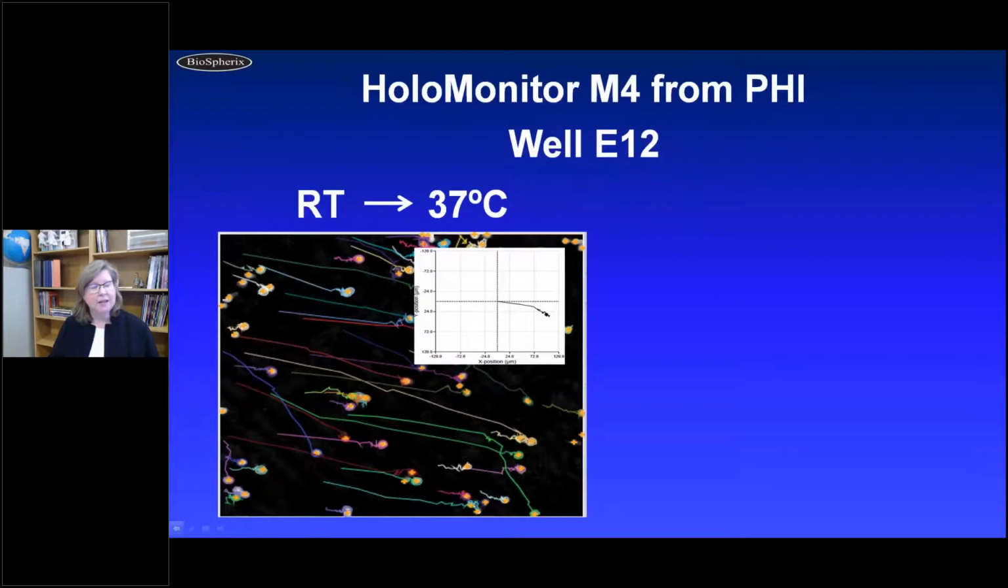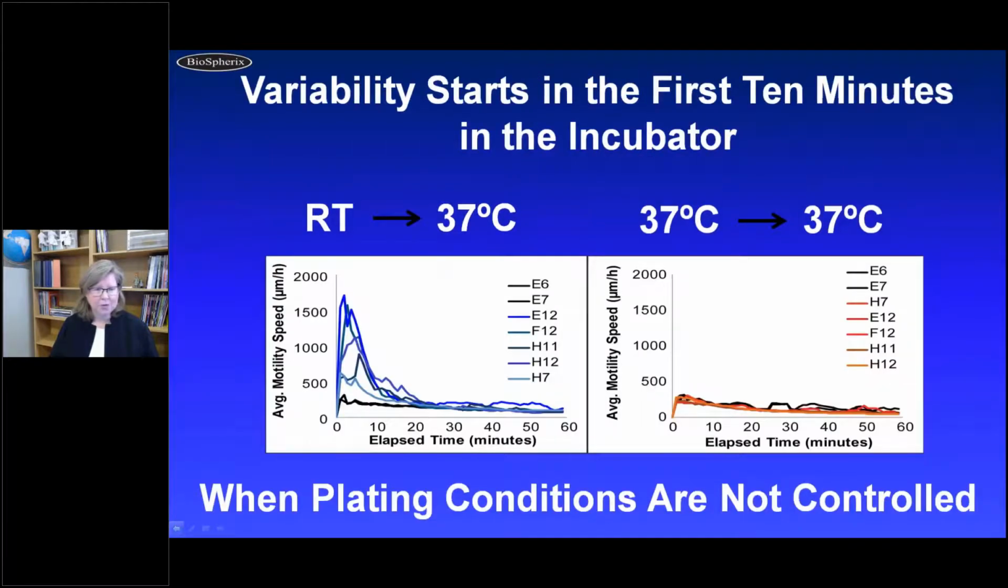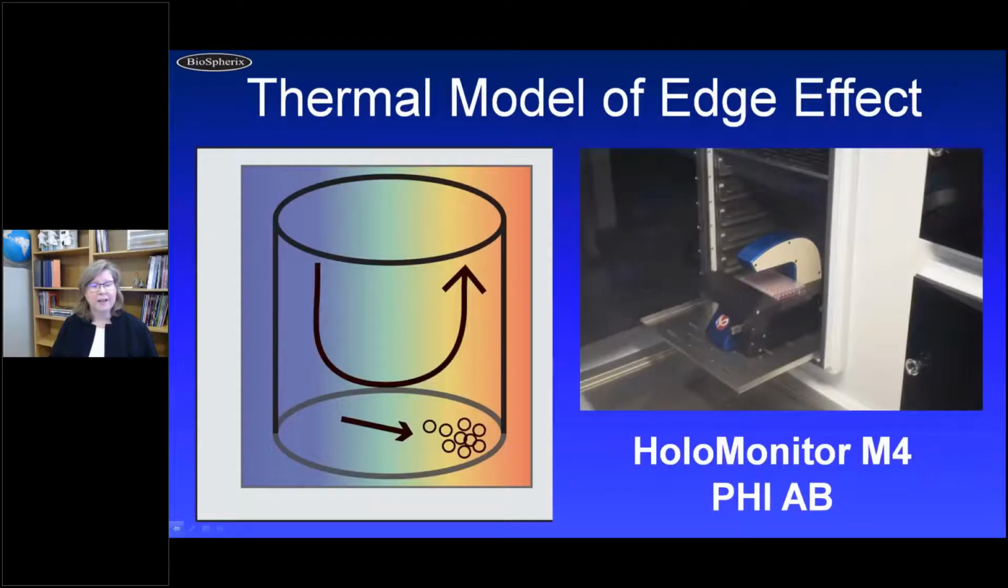With their cell tracking software, we could show that these cells have a combined vector that's very strongly directional in these edge wells. And with a constant temperature for both plating and incubation, you get rid of this edge effect. And most of this variability is introduced in the first 10 or 15 minutes of plating. You can see that we get rid of this again with constant conditions. So that variability starts in the first 10 minutes in the incubator when plating conditions are not controlled, which helps confirm this thermal model of edge effect.